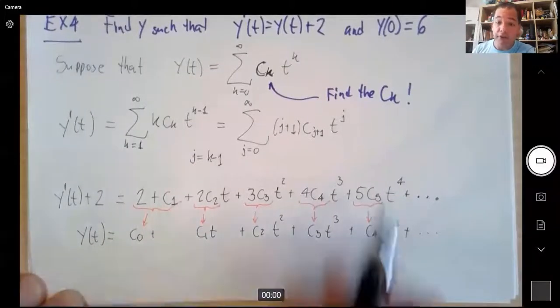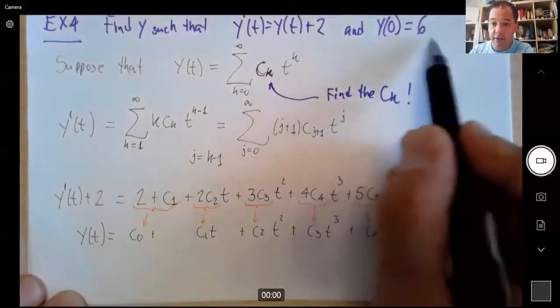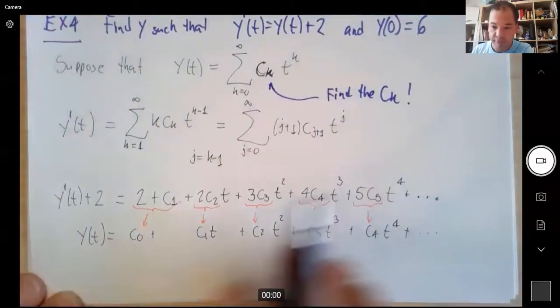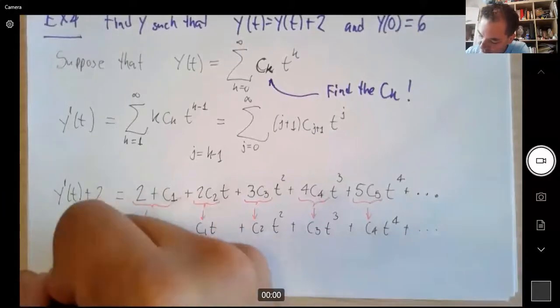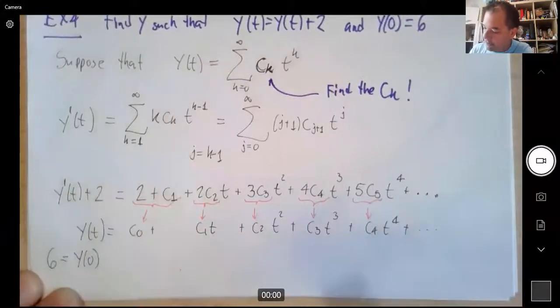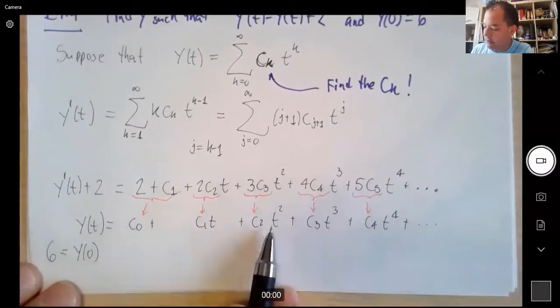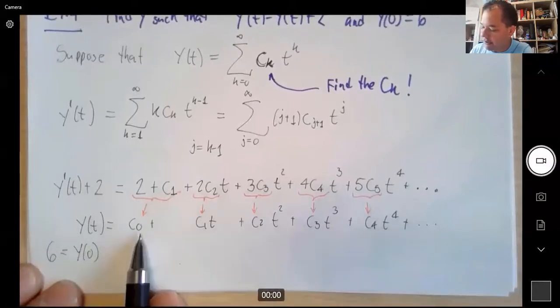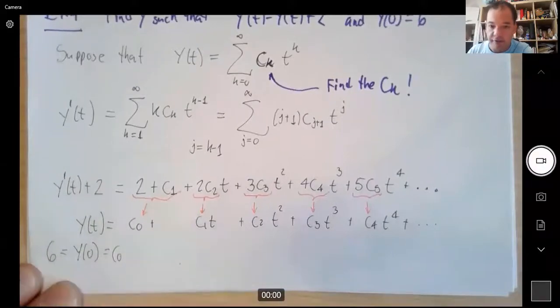And one additional thing that we haven't used, y of 0 equals 6, right? So what happens here when we plug in 0? Well, we know it's 6, but when we plug in 0, all of these terms cancel, right? C1t cancels, C2t squared cancels, C3t cubed, all of these cancel except C0. So I know now what C0 is.